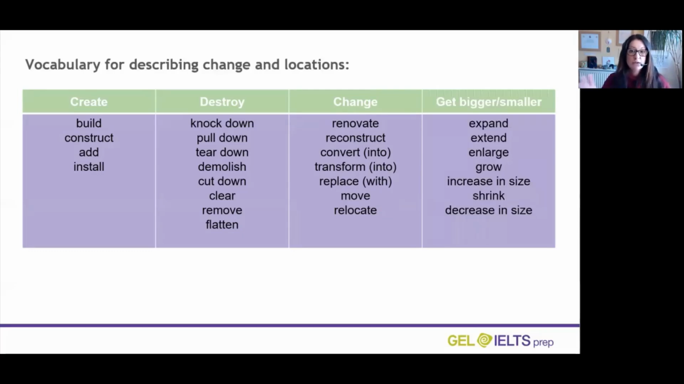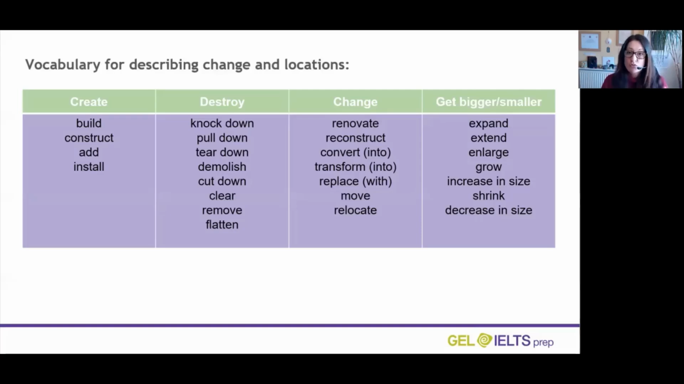Something could get bigger or smaller. Let's imagine that something has been expanded or extended, enlarged. Then the building that was small before has now been made bigger. Grow. We can also use grow mainly for natural spaces. Things grow, plants grow, trees grow. So if we have a natural area that we see has got bigger, we could talk about how that area has grown. We could also use increase in size to show these changes of something getting bigger.